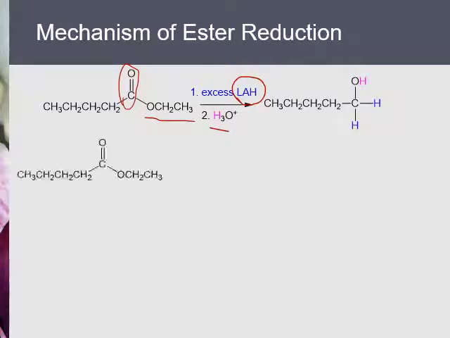So first, draw the molecule. That's the ester, and draw the hydride. Show the lone pair electrons with a negative charge, and then draw 2 arrows. One shows the lone pair electrons going to the carbonyl carbon, and then the pi bond breaks and goes to the oxygen. That gives you an epoxide-like intermediate similar to the one we drew in the aldehyde reduction. The oxygen has 3 lone pairs with a negative charge.